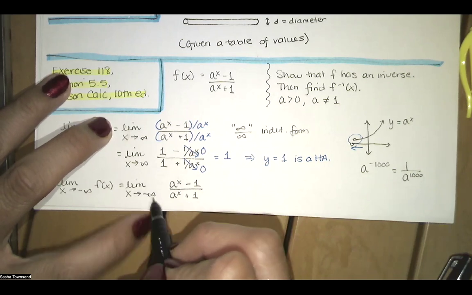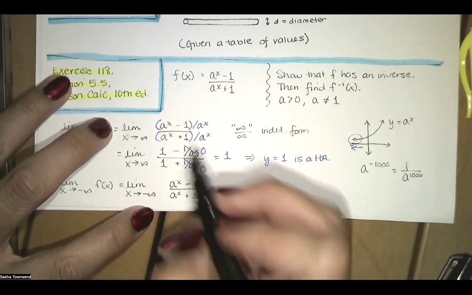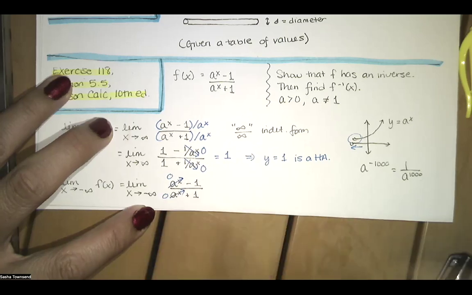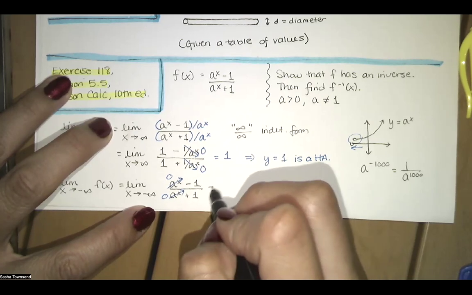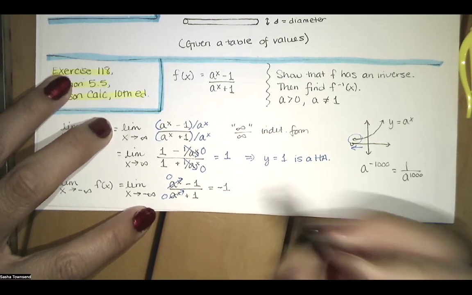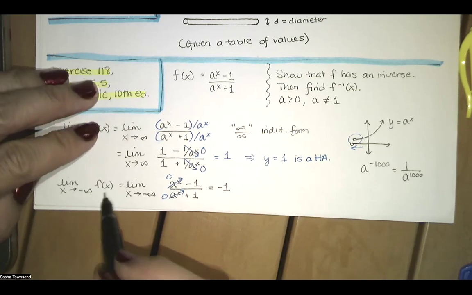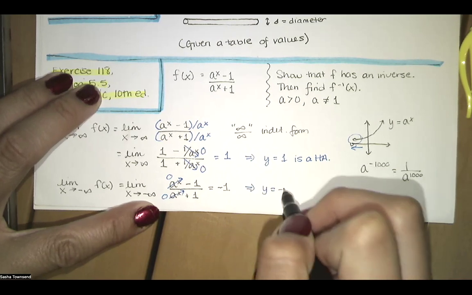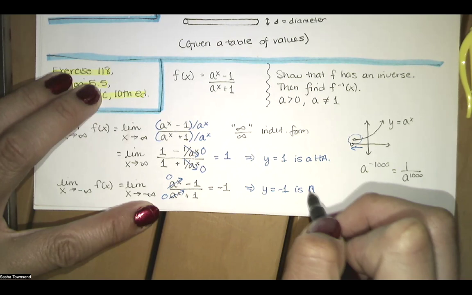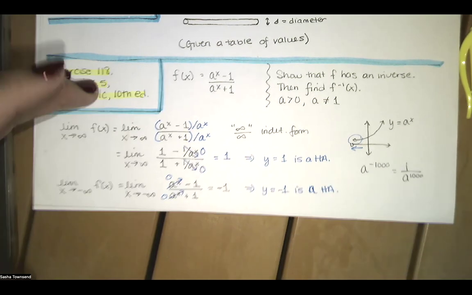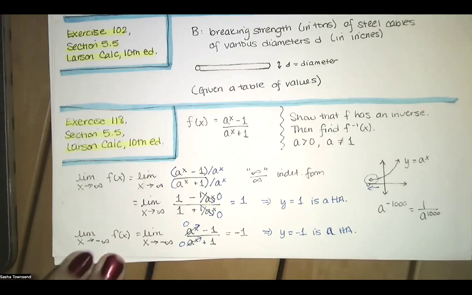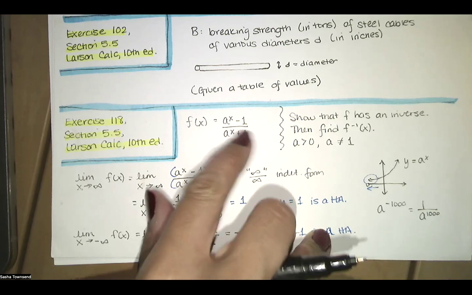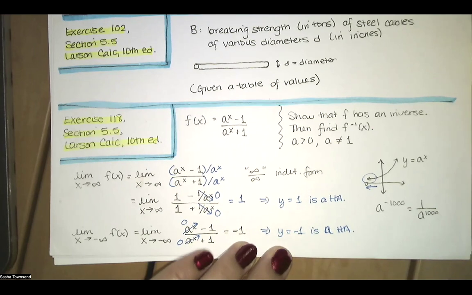So the limit as x goes to negative infinity of this, provided that a is greater than 1, is 0 minus 1 divided by 0 plus 1. And so we get negative 1 divided by positive 1, which is negative 1 there. And if the limit as x goes to negative infinity of f of x is negative 1, that means that y equals negative 1 is a horizontal asymptote of the graph of the function. So with that in mind, we know that the function f of x, where a is greater than 1, looks kind of like this.